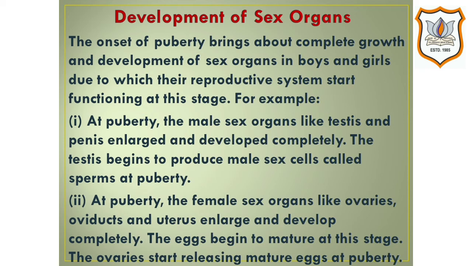Second one is at puberty the female sex organs like ovaries, oviduct and uterus enlarge and develop completely. The eggs or ova begin to mature at this stage. The ovaries start releasing mature eggs or ova at puberty. This makes the girl's reproductive system functional at puberty.